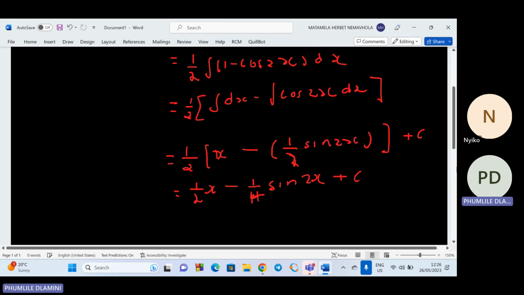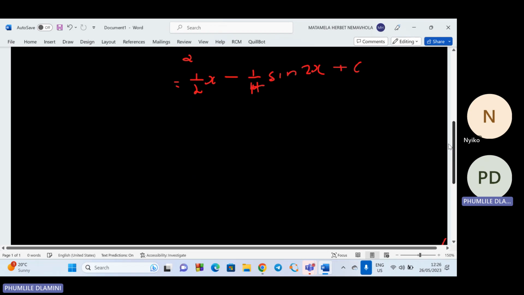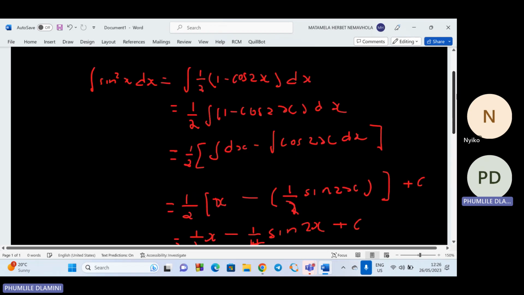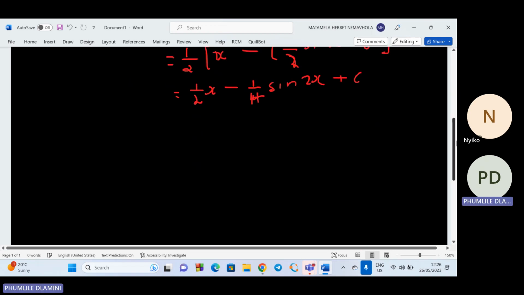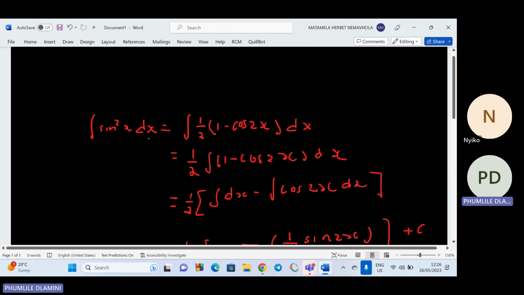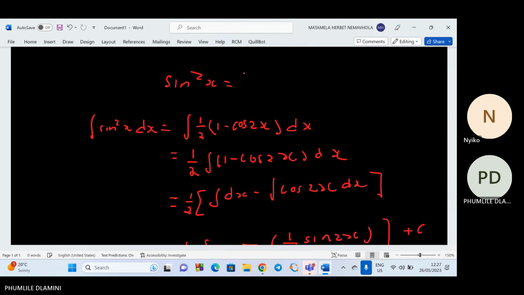So this is how we do it. The only trick with this one was to know how to write it down in this format, knowing the form sine squared x equals 1/2 in brackets, 1 minus cos 2x.